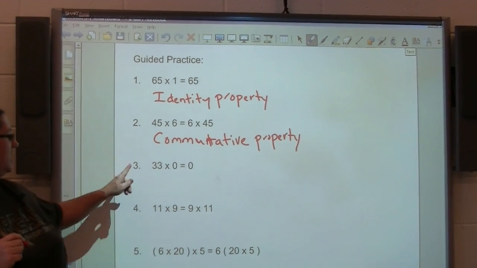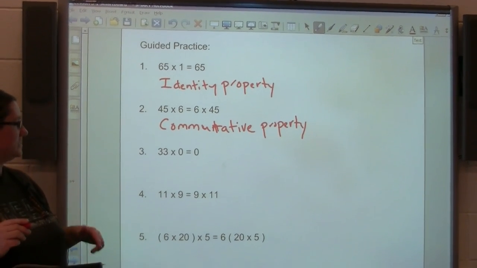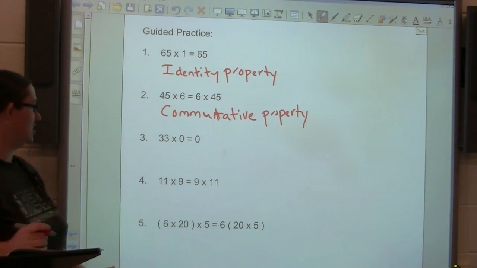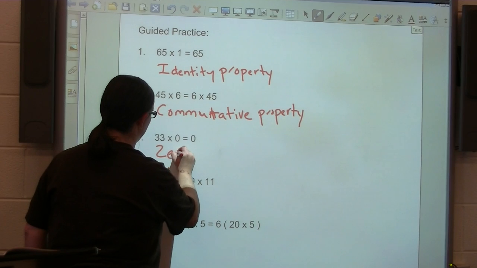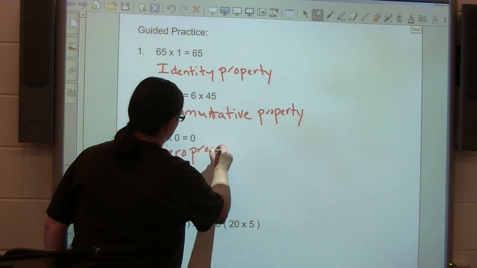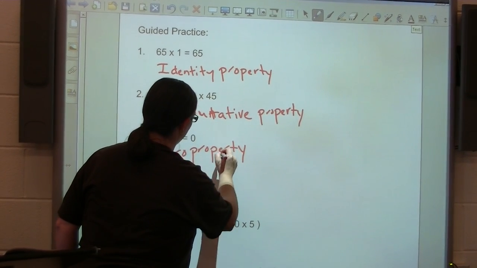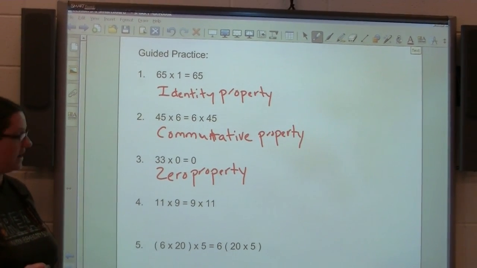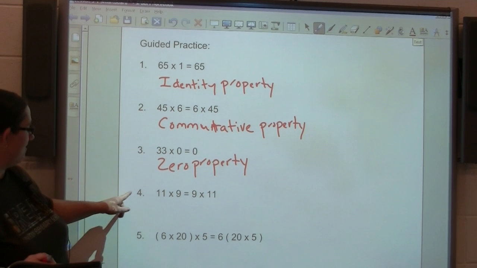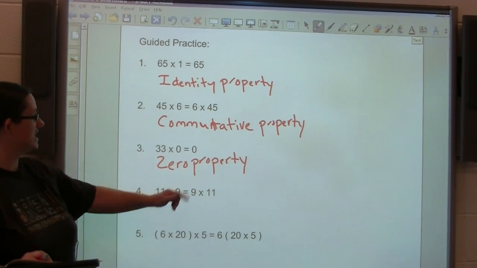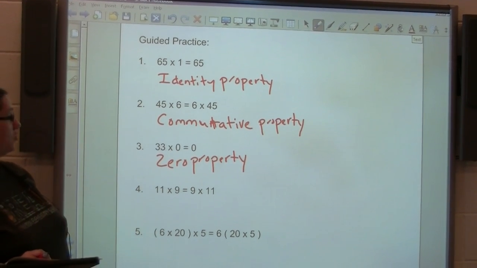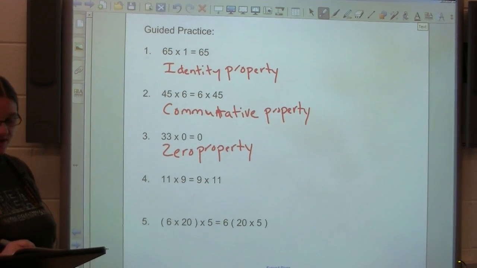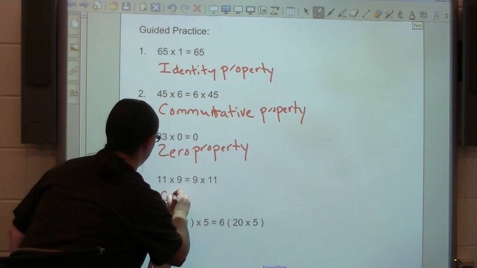All right, and number 3, 33 times 0 equals 0. What property does that represent? Easy, yes, the 0 property, good. So again today, we're just trying to make sure we understand that we know what property each of these problems is representing. Number 4, 11 times 9 equals 9 times 11. Kind of similar to what number? Number 2, good. So that is what property? Good, the commutative.